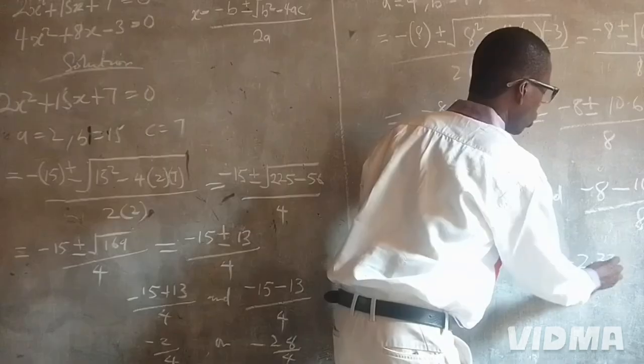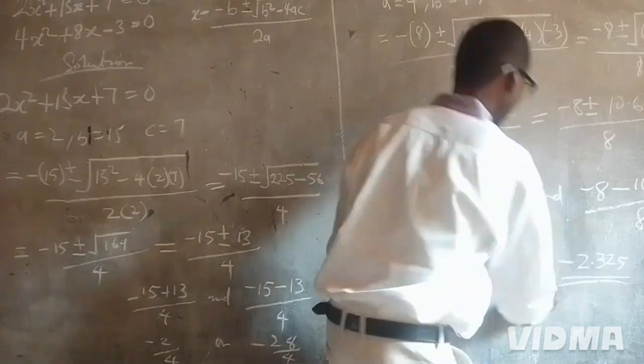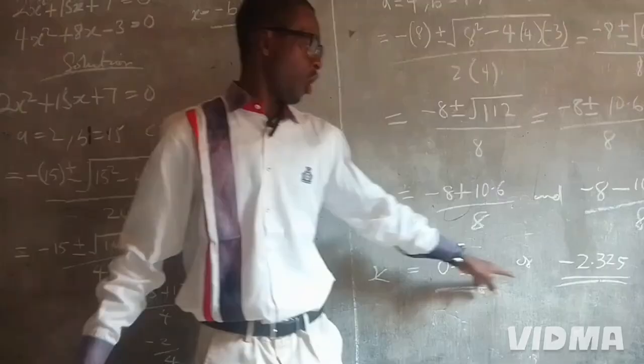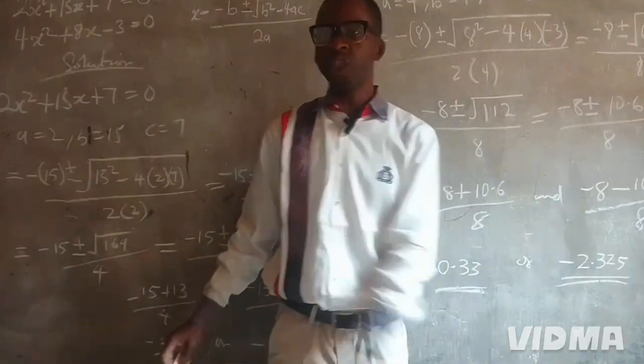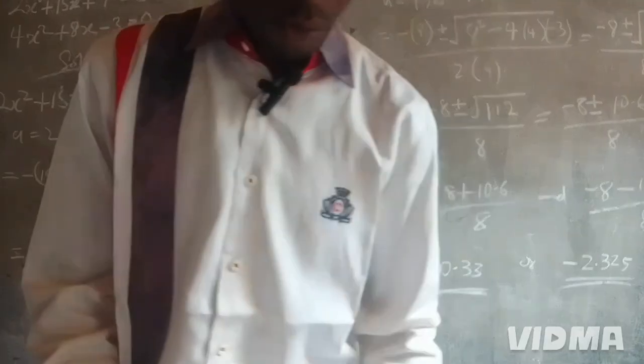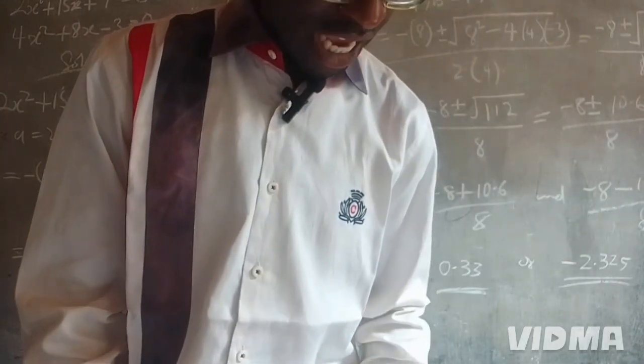So let's do the second one. Number 2, 3, 2, 5. So that's our answer. So our new x is either 0.33 or minus 2.325. So that's our answer. So that's that on quadratic formula. We'll be going to the next one.